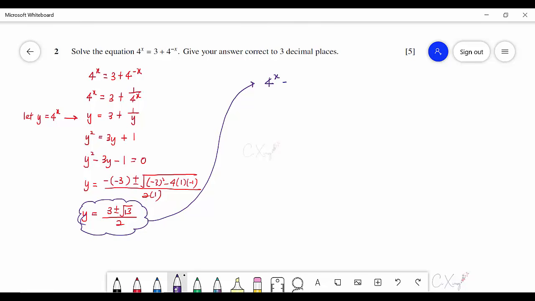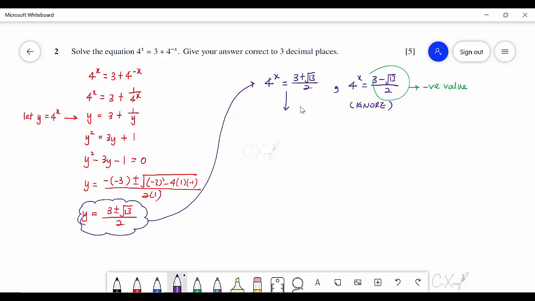So 4 power x equals (3 plus square root 13) divided by 2. Another value will be 4 power x equals (3 minus square root 13) divided by 2. If you press the calculator, this is a negative value, and if you take ln or log of a negative value, you'll get a math error. So for this part, you cannot get a solution, so we ignore this part. Then we will continue with the other.